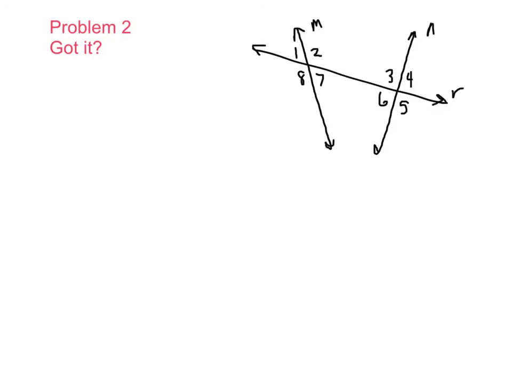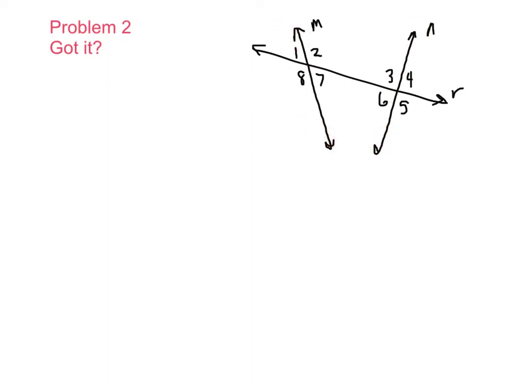So let's look at the Got It problem at the top of page 656. Use the figure at the right. What are 3 pairs of corresponding angles? So let's just go through some of our definitions so far. All right, so now let's look at what we have here.